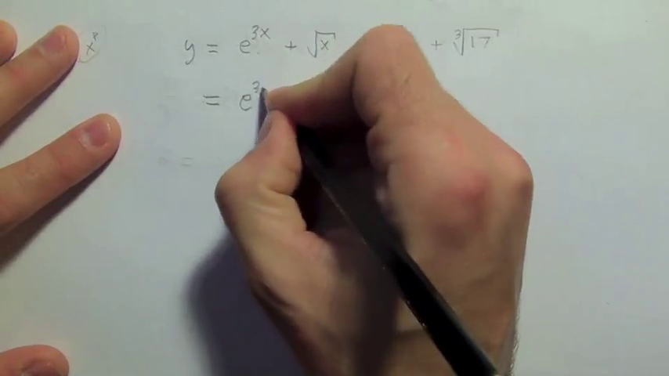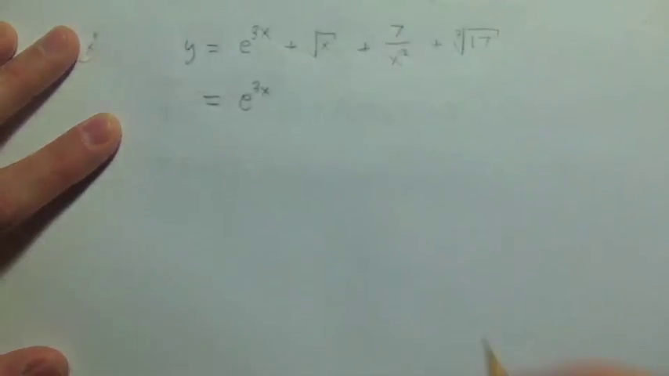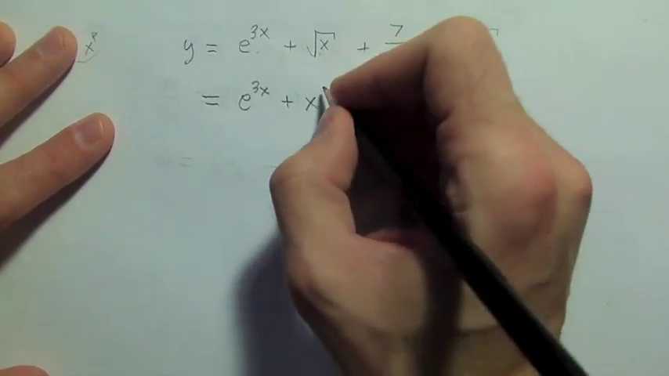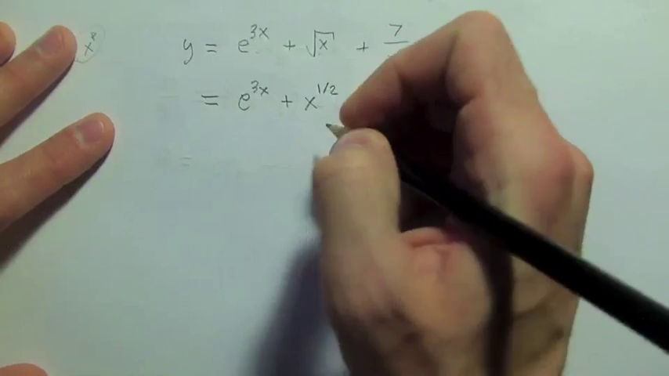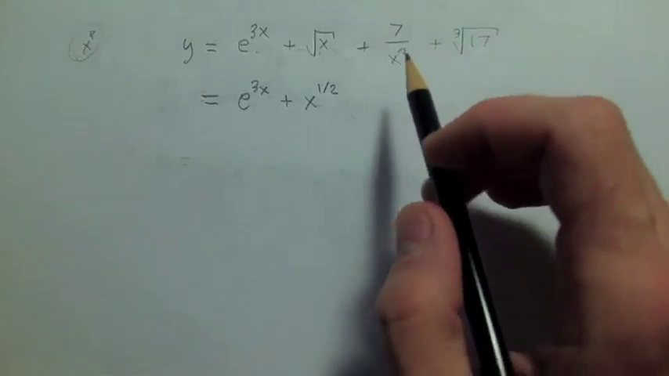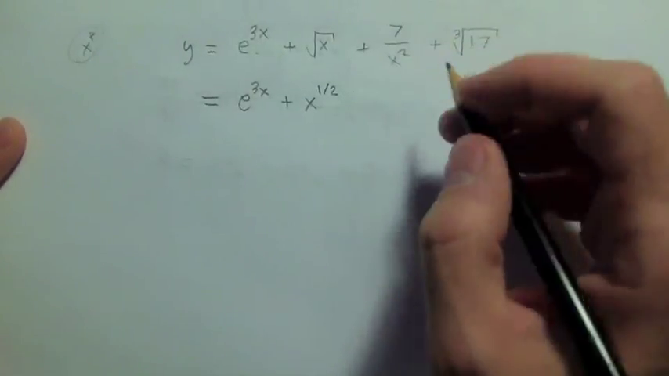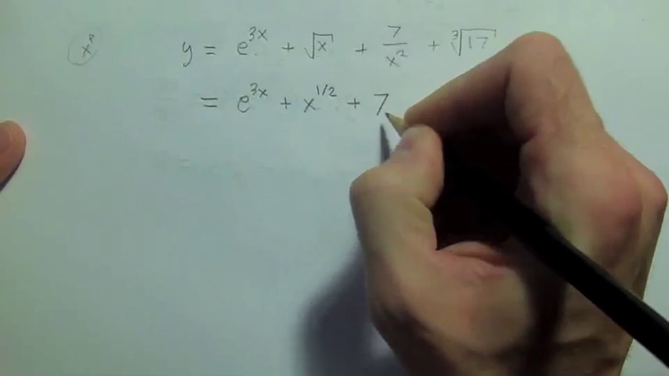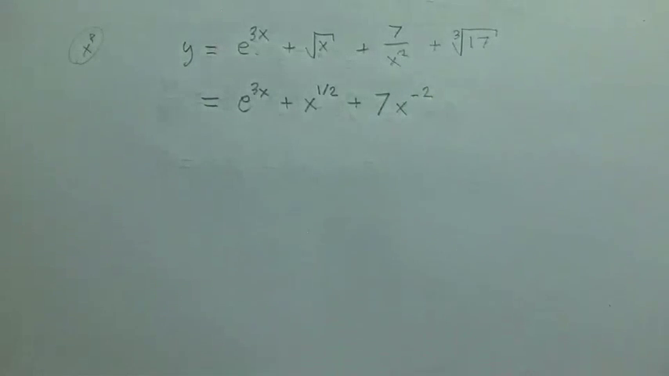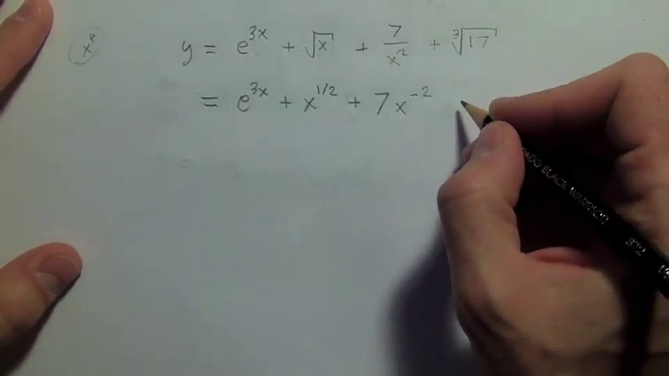I'm going to leave e to the 3x alone, okay? And then the square root, that's the same thing as saying x to the 1/2 power, okay? And then 7 over x squared, that's the same thing as saying 7x to the negative 2. So any fractions, you're going to want to move up to be a negative exponent, and any roots, you're going to move to be a fractional exponent.